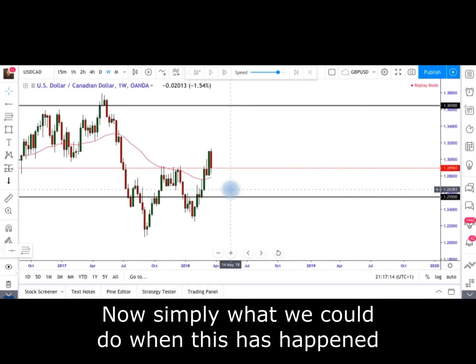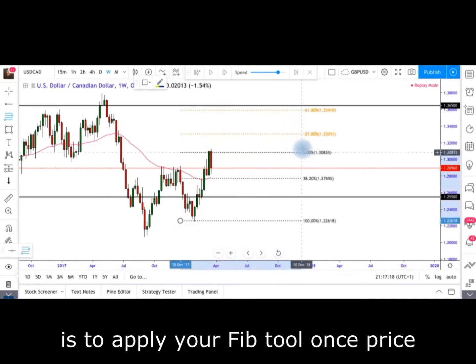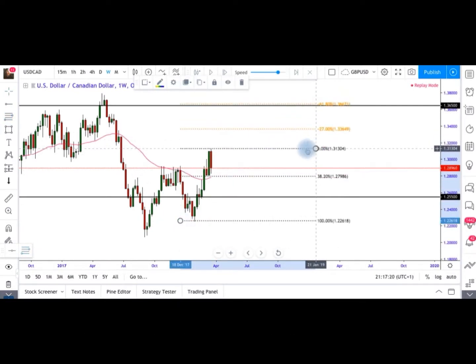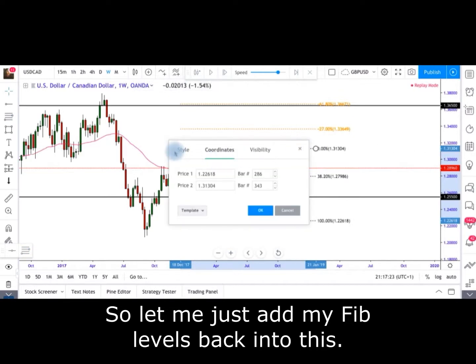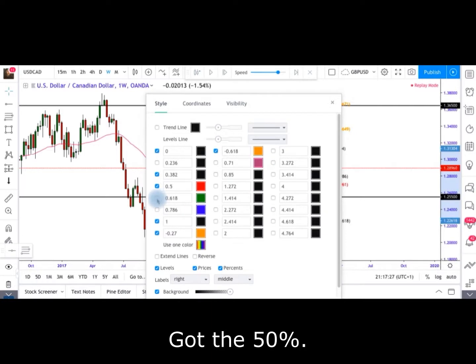Now simply what we can do when this has happened, the first thing I teach you guys, is to apply your fib tool once price has shown that it has stopped. So let me just add my fib levels back into this. Got the 50%, 618 and 786.